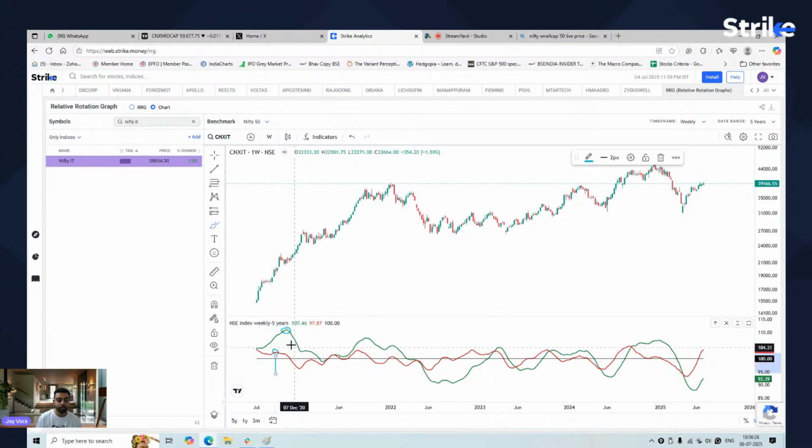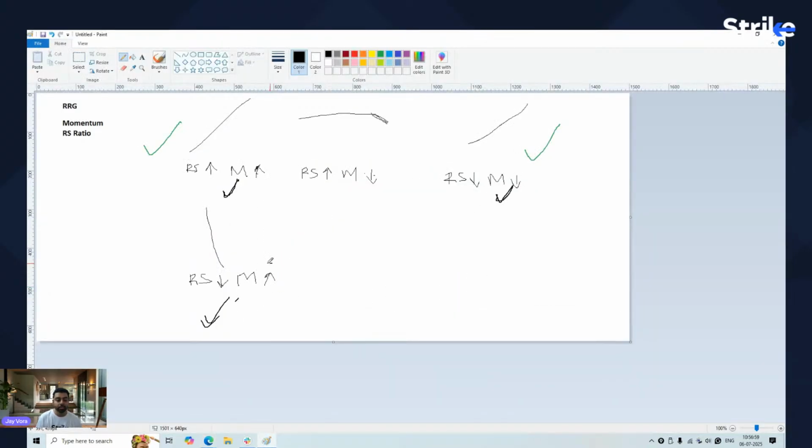Momentum always turns first, then secondly, the RS ratio will turn, right? Over here also, momentum turns around first, then eventually RS ratio will turn. Okay, momentum, then RS. You will see this pattern almost everywhere. Not almost, but each time you will see this happening. Over here also, momentum has bottomed out first, and then it is the RS ratio that turns around.